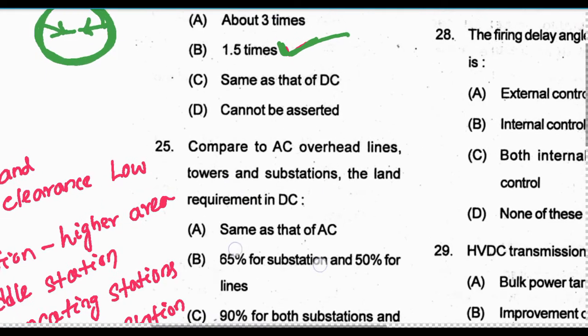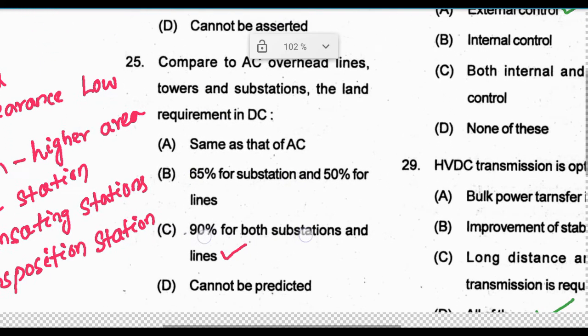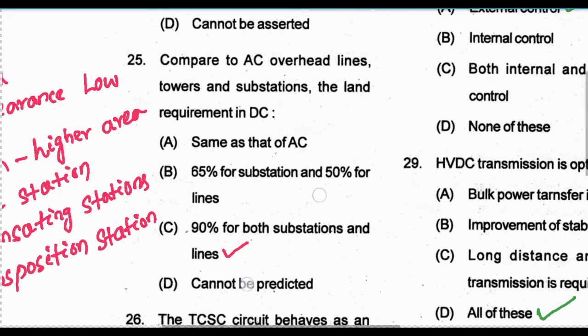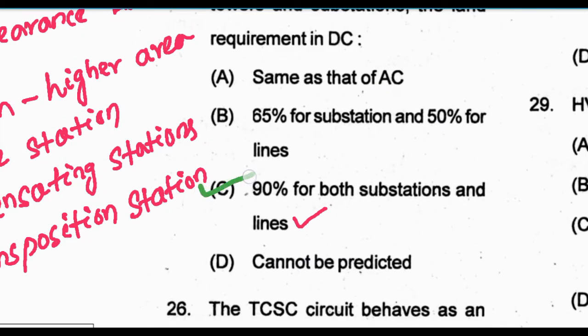Next question: compared to AC overhead lines, towers and substations, the land requirement in DC. Option A, same as that of AC. Option B, 65% for substation and 50% for lines. Option C, 90% for both substations and lines. Option D, cannot be predicted. So here in my opinion, option C is the correct answer.